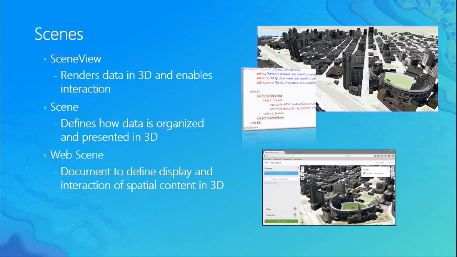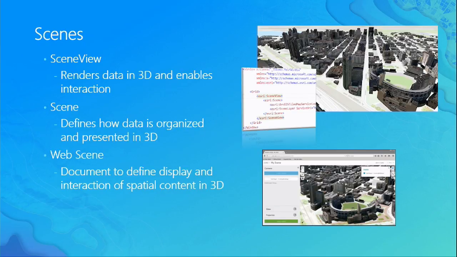So the ideal here is that the web scene provides a consistent experience that we can read from and write to. And we can share that with JavaScript or web apps, with other Runtime apps, and with our desktop apps too. So it's really centered on the scene view as the control within the API, and the scene as a container for your layers and symbology associated with the contents within that scene.